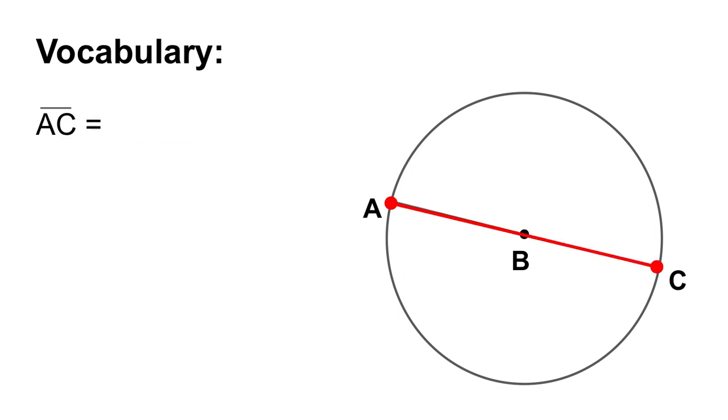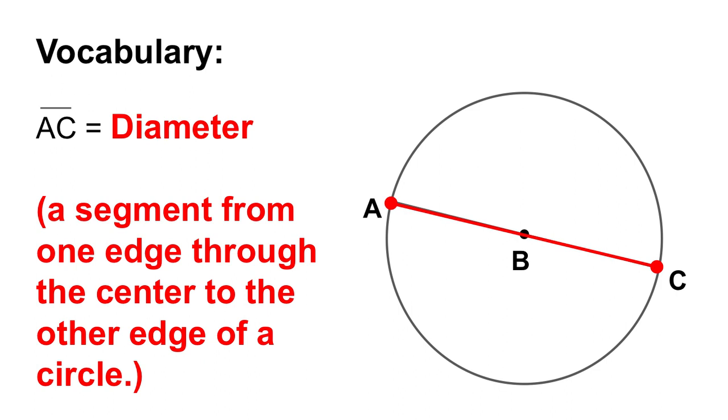And you probably know this one as well. This is a diameter. I can tell it's a diameter because, again, it goes through the center of the circle, but it goes out to both edges of the circle. So it's the full way across the center of the circle. That's a diameter.